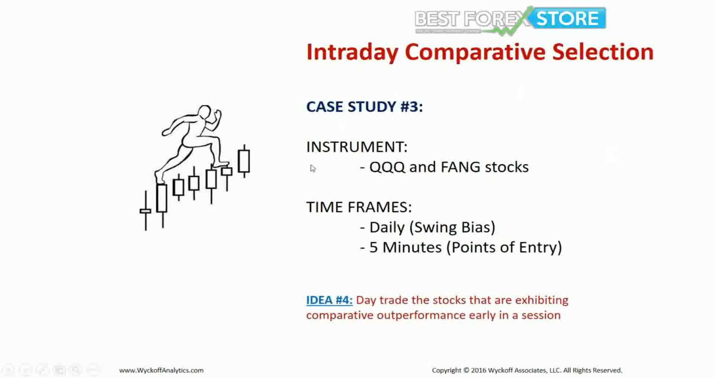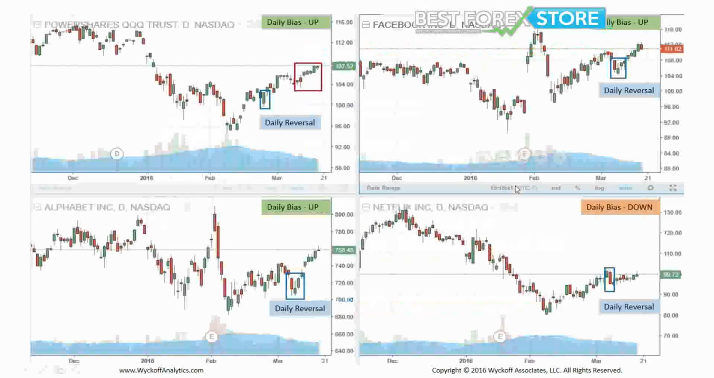So the instruments that we're going to look at: I'm using the market proxy NASDAQ 100, Qs, and I'm using all 4 stocks here. Was it 4 stocks? Did I use 4? Facebook, Amazon, Netflix. I think I'm using only 3. Yeah, I can't use all 4. So Qs, Facebook, Google, Alphabet, and Netflix.